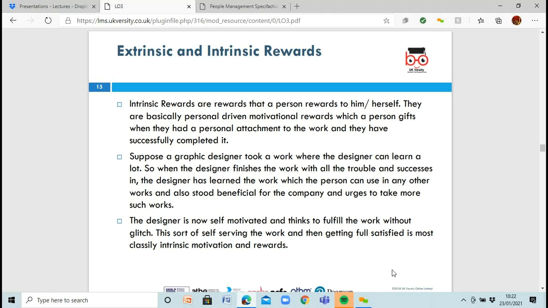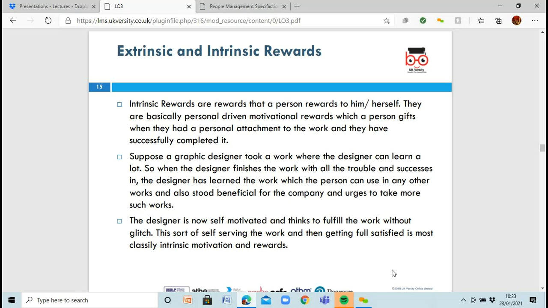Now you've got extrinsic and intrinsic rewards. Just as a quick recap, extrinsic is outer, intrinsic is inner. Intrinsic rewards are rewards that a person gives to themselves. They're personally driven towards their own motivational rewards, and it's something that they give to themselves. They've got a personal attachment to what they're getting.